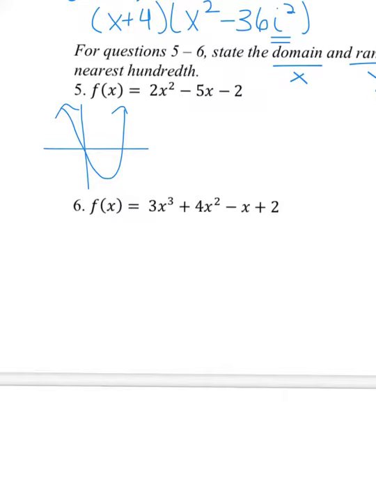So my domain, because this keeps going up and to the left and up and to the right, is going to be, you can either say from -infinity to infinity, or that's the same thing as all real numbers. Okay, this symbol here we talked about in class. My range, though, is the y value, so how far down to how high up.